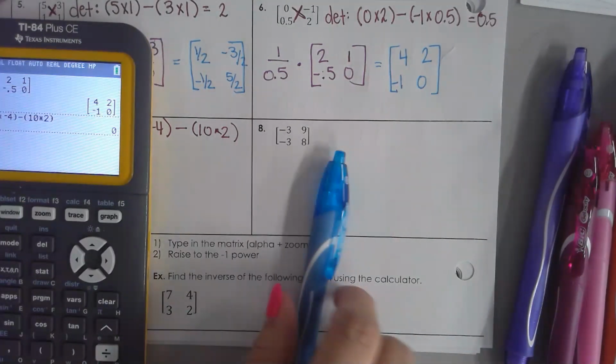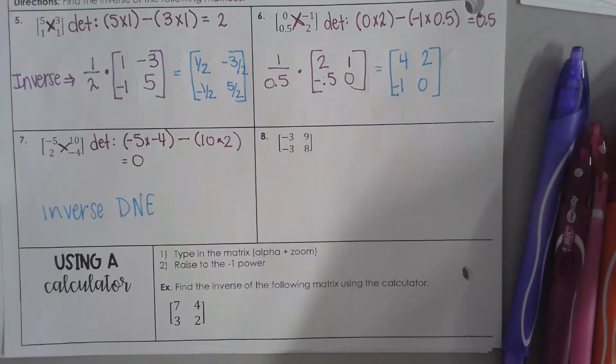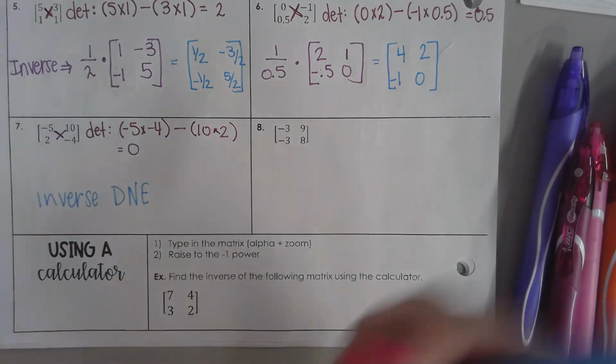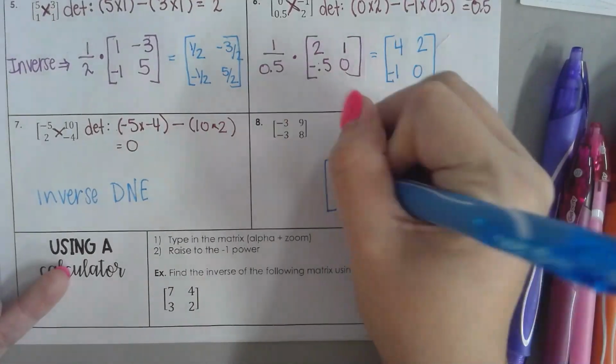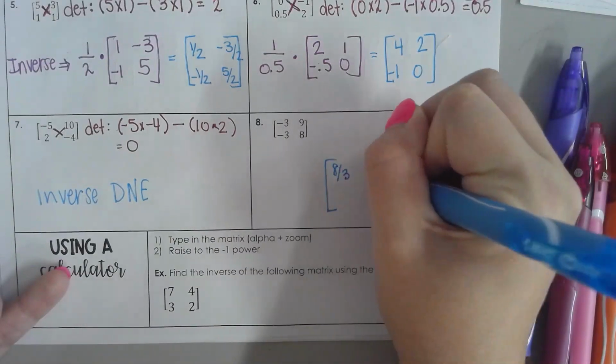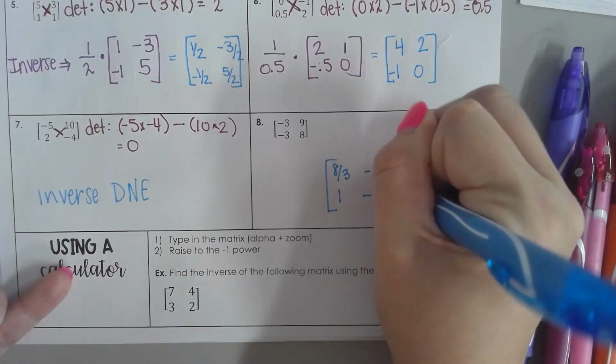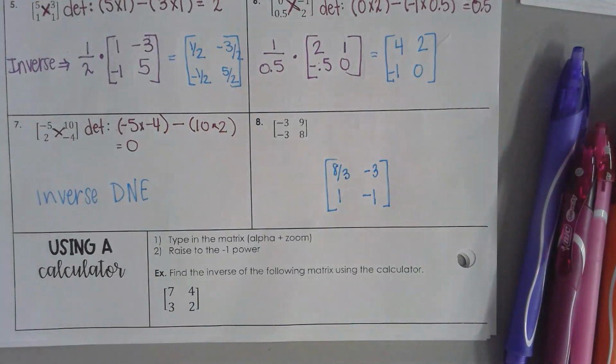I want you to do number 8 on your own. Alright, so you should have gotten the answer on number 8: 8/3, -3, 1, and -1. Does that look like what you got on your paper? Are there any questions?